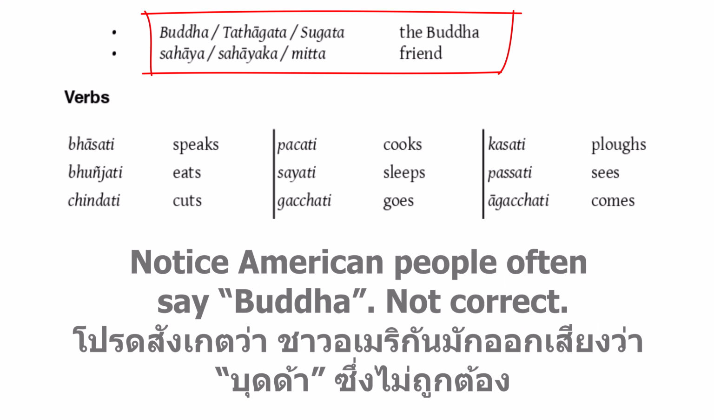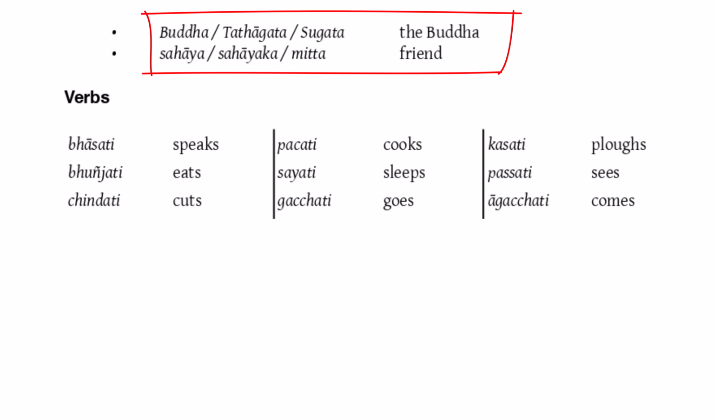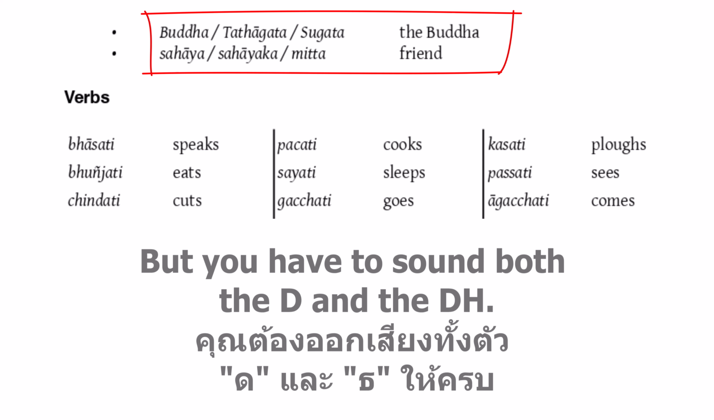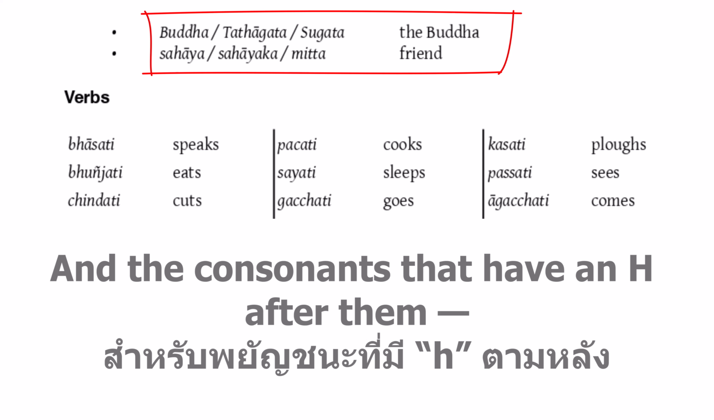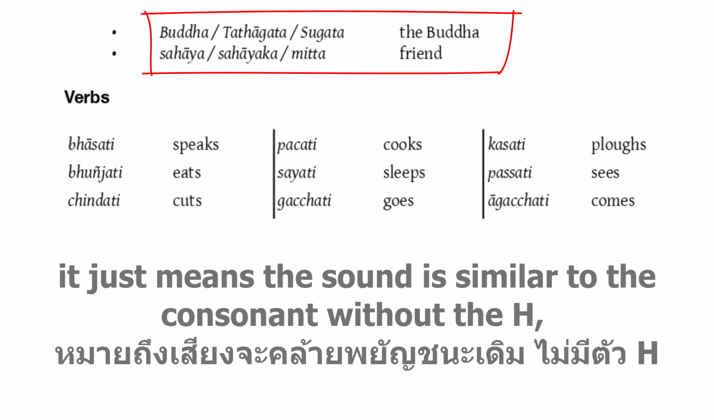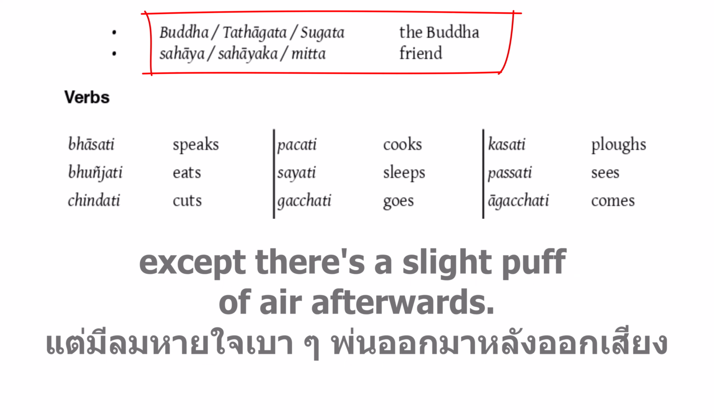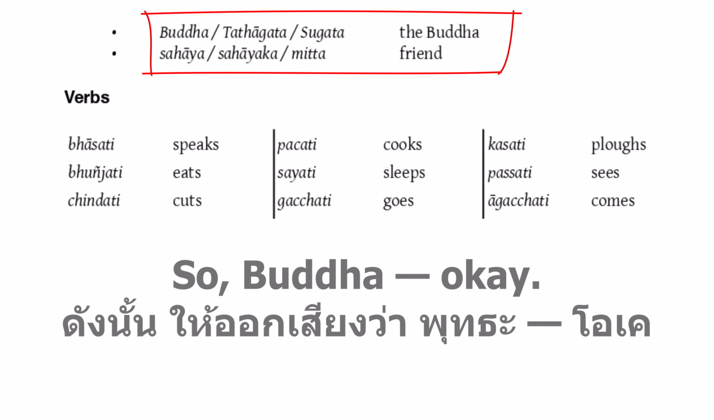Okay. Now, a few words for Buddha. Buddha. Notice, American people often say "Buddha", which is not correct. You have to sound both the d and the dh. And the consonants that have an h after them, it just means the sound is similar to the consonant without the h, except there's a slight puff of air afterwards. So Buddha.